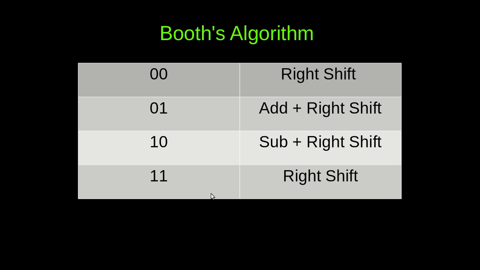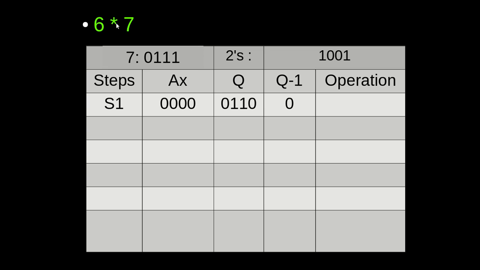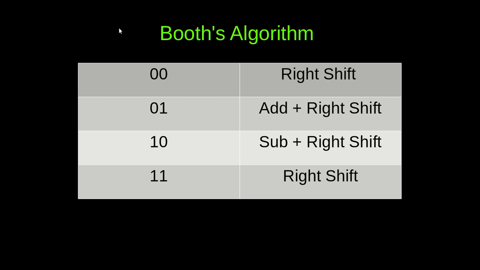But now what happens if I don't have 2 to the power something? For example, if I have 6 multiplied by 7, can I have it as 2 to the power something? No. So we do Booth's algorithm, and here are the operations of Booth's algorithm. You have to memorize those.